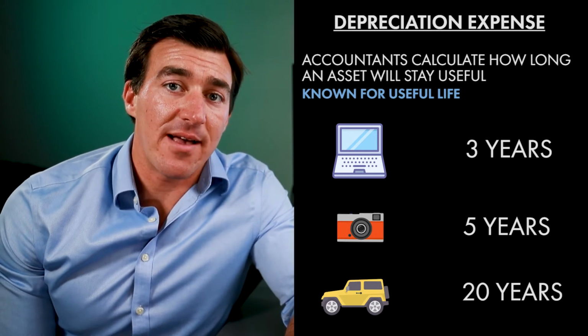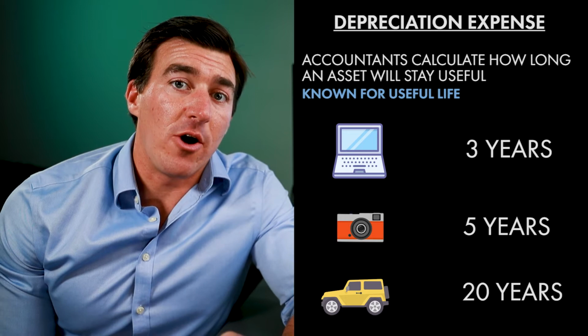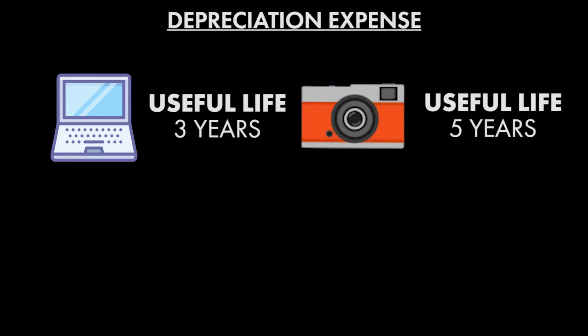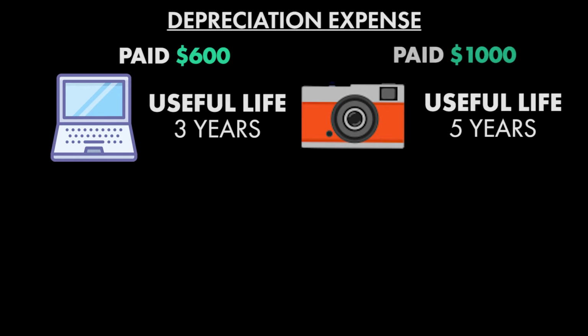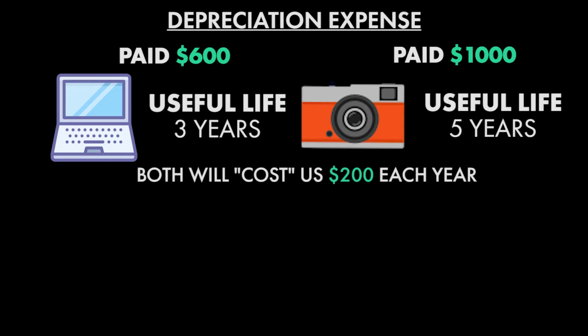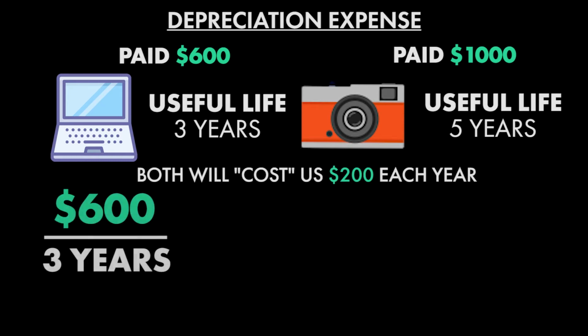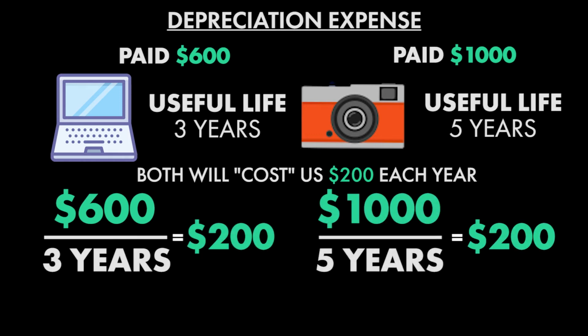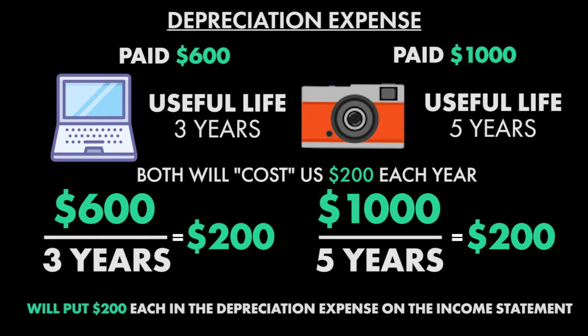However, the cost of that asset is then divided by how long that useful life is. So for example, let's say the laptop is good for 3 years, the camera is good for 5 years. So let's say that we paid $600 for a laptop and $1,000 for a camera. They're going to both cost us $200 each year. 600 divided by 3, $200. 1,000 divided by 5, $200. So for both those assets, we're actually going to put $200 each into the depreciation expense on our income statement for that year.